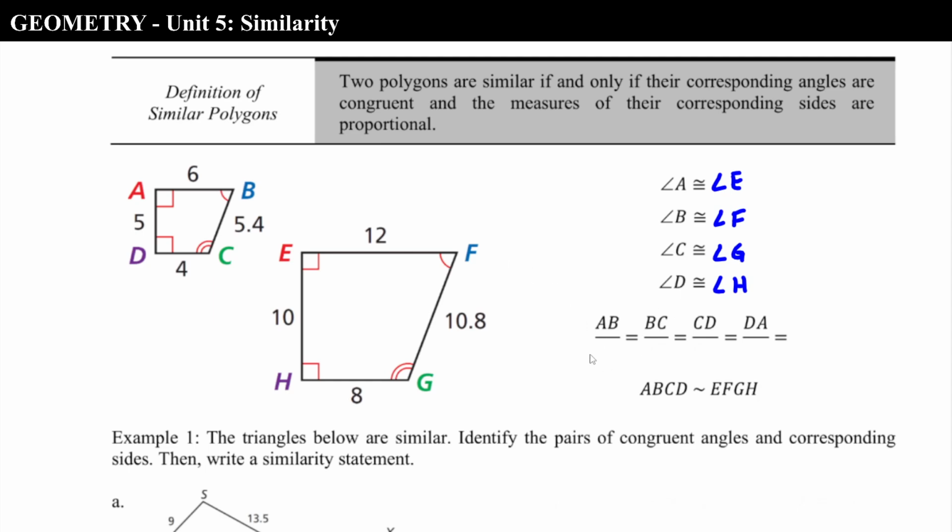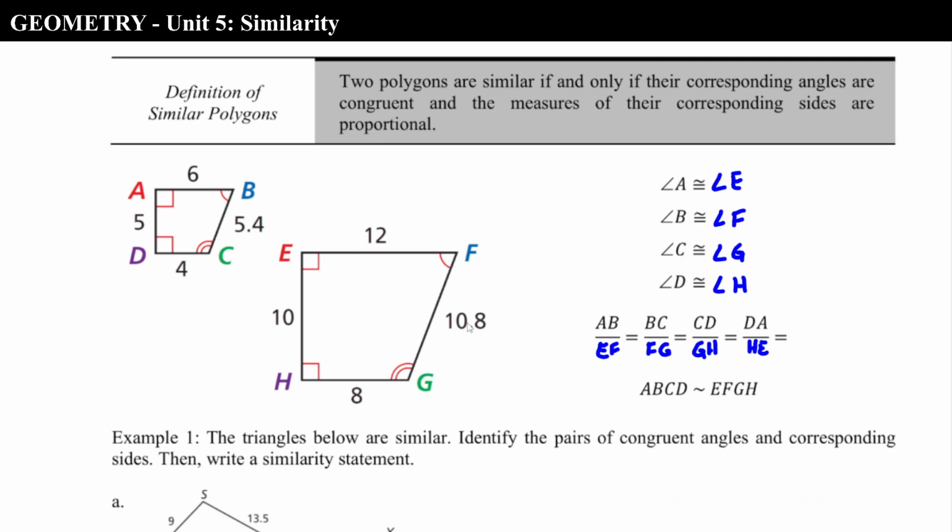So in other words, AB over EF has to be the same as BC over FG, and that has to be the same as CD over GH, and DA over HE. And in this figure, each one of those comparisons is the same. So if we do 6 over 12, we get 1/2. If we come over here and do 5 over 10, that's 1/2. 4 over 8 is 1/2.